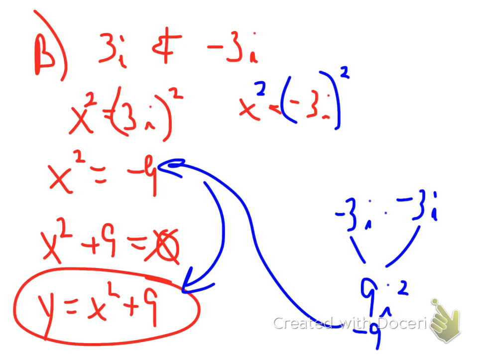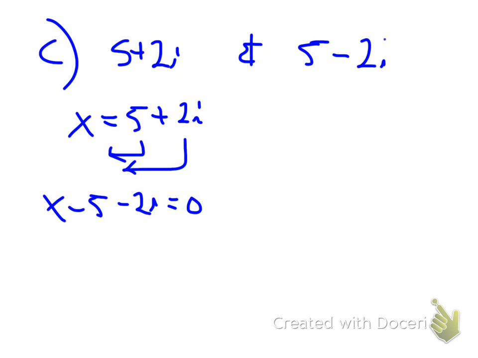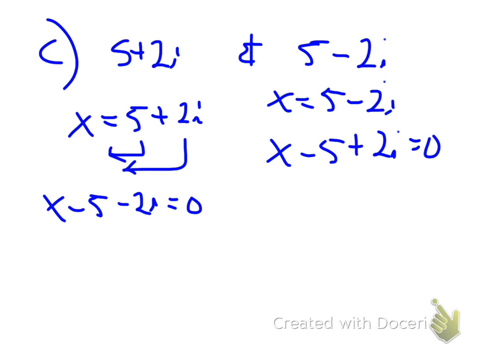So problem C is 5 plus 2i and 5 minus 2i. So if I wanted to go through and think of x equals 5 plus 2i, moving everything over to the other side, I'm going to have x minus 5 minus 2i equals 0. Same thing for this one, I have x minus 5 plus 2i equals 0. And these are my factors.